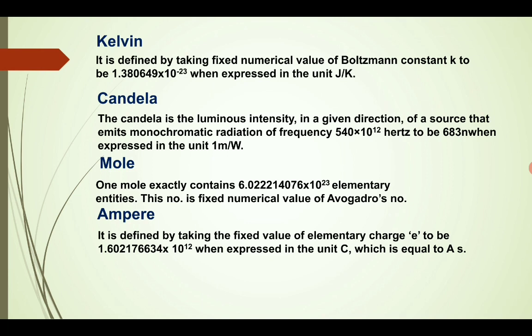So this is the value we are assigning to the ampere, but earlier the ampere was defined as that constant current which, if maintained in two straight parallel conductors of infinite length and negligible circular cross section, placed 1 meter apart in vacuum, would produce between these conductors a force equal to 2 × 10^-7 newton per meter of length, and it was given in 1948.